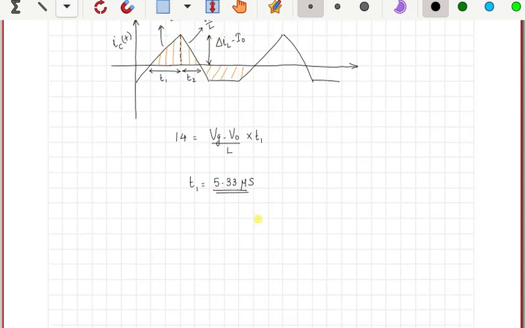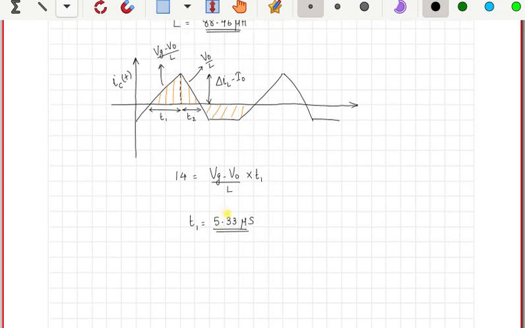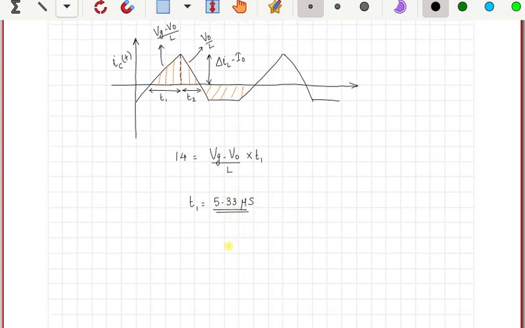And similarly, you can look at the other portion and try to calculate its slope. So again, you can write the relation as 14, which is delta IL minus I0, should be equal to the slope Vo by L times T2, and if you evaluate this for the value of L that we have calculated, you are going to get a value of T2 equal to 11.46 microseconds.